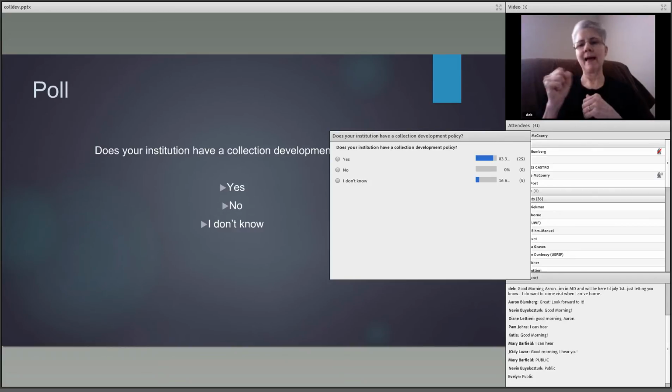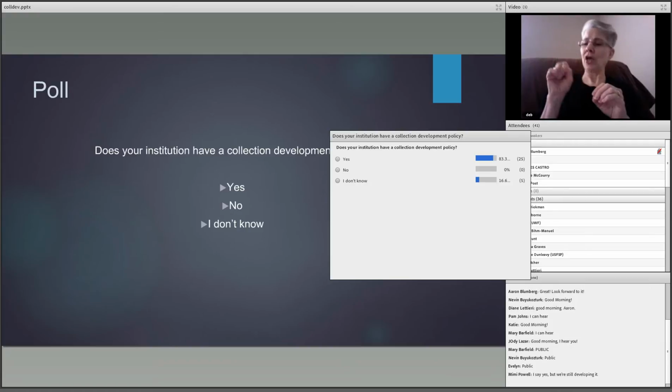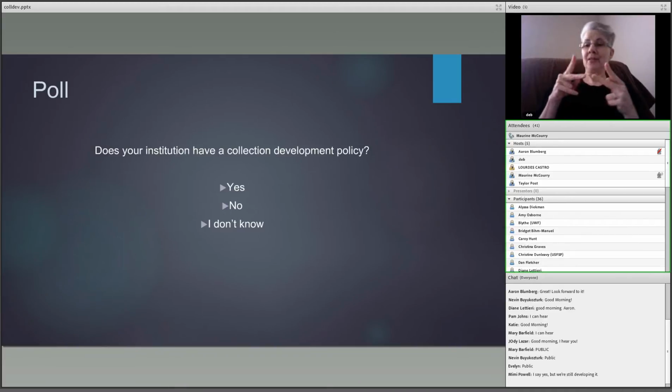Very good, yeah. It's just as I suspected, that most libraries do have a collection development policy, and nobody said no, we don't. At Hillsdale College, actually, we don't currently have a collection development policy. There was one written. Still developing it. Yeah, we actually were in that position at Hillsdale College when I first started here.